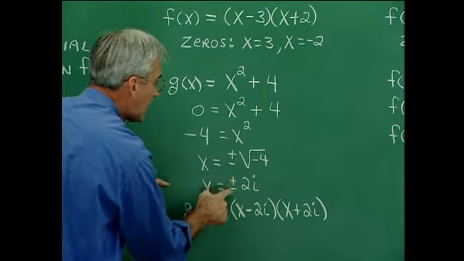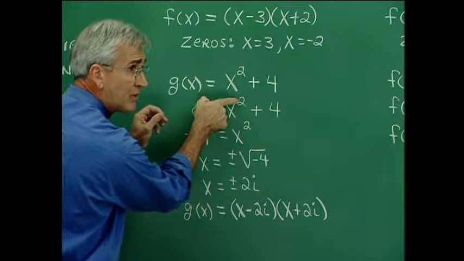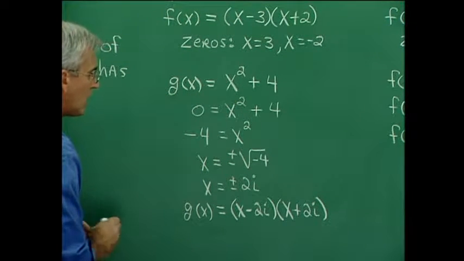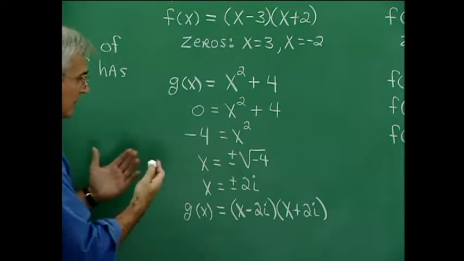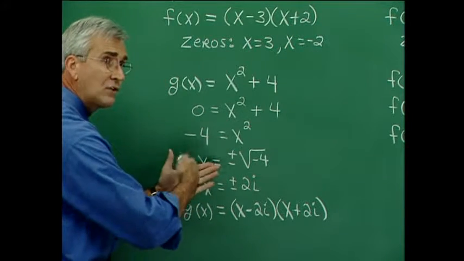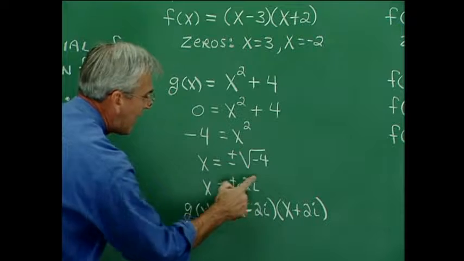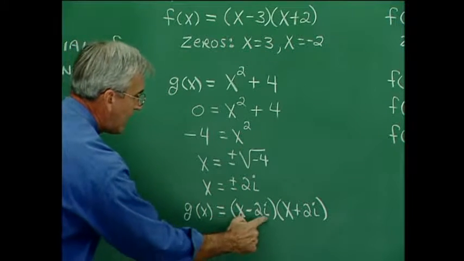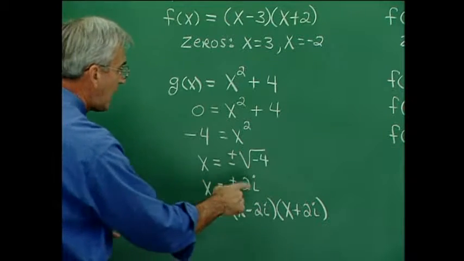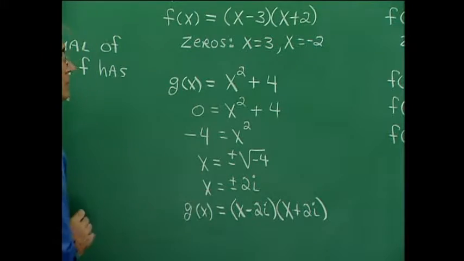Now, these then are our 2 zeros. We have identified the n number of zeros for this second degree polynomial function. But what about the factors? Well, factors are related to zeros in that the factors are x minus the zeros. So for 2i, the factor related to it is x minus 2i. For minus 2i, the factor related to it is x minus negative 2i, or x plus 2i. So here are our two factors.